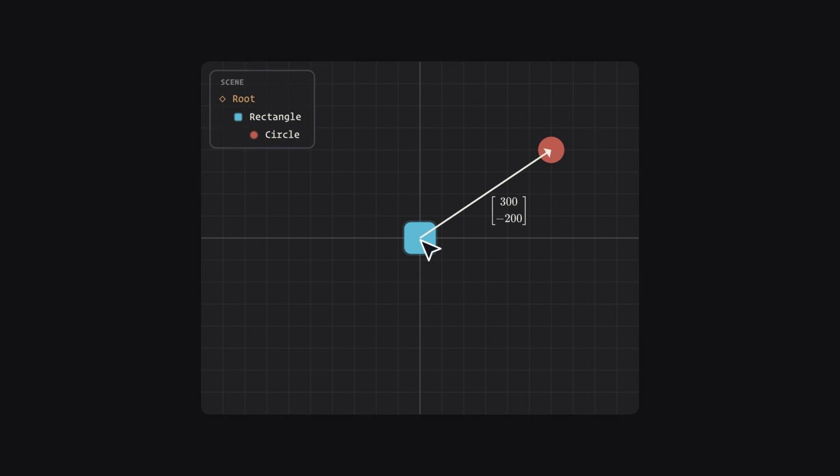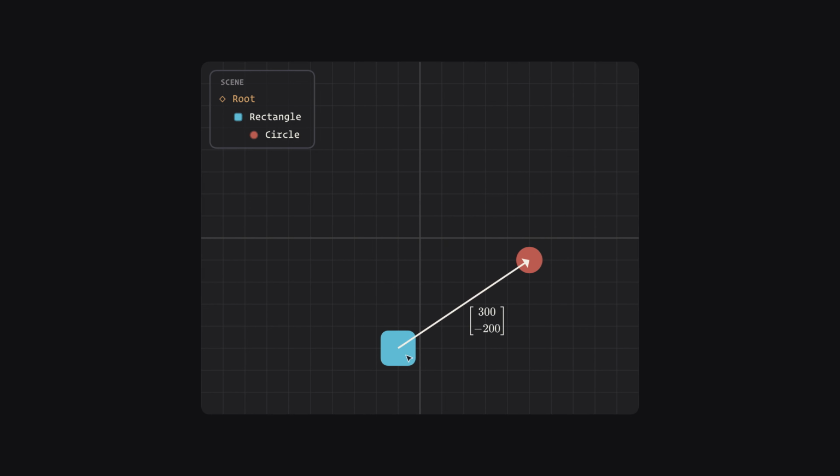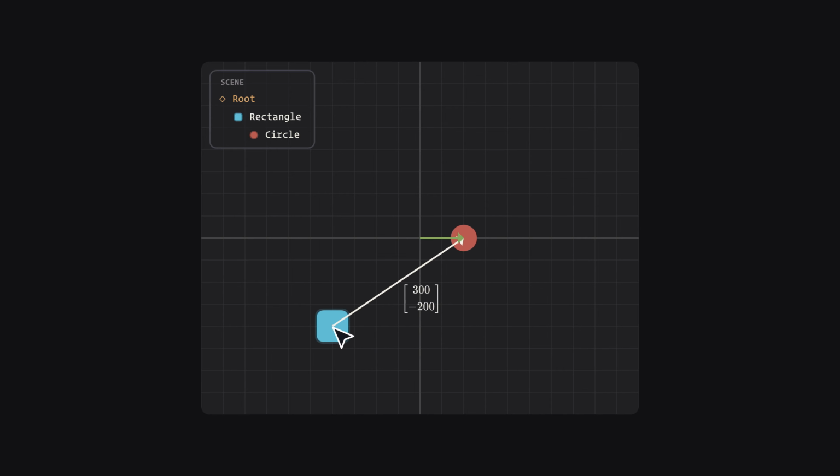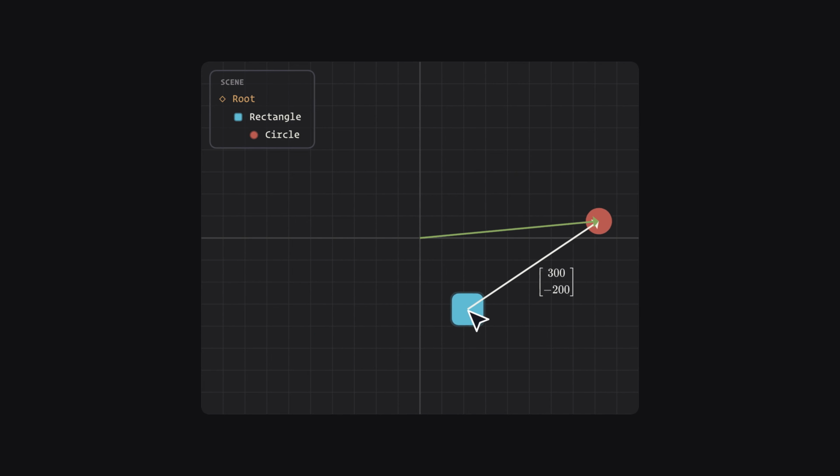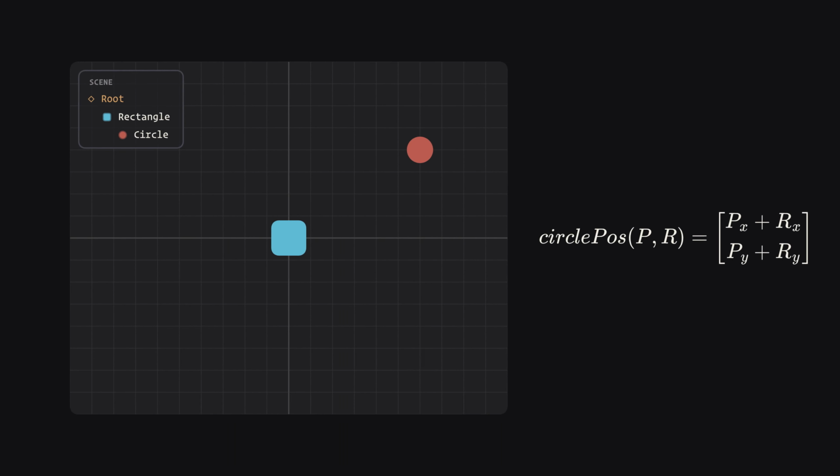This vector is the circle's relative position with respect to the rectangle. All a relative position is, is the desired offset from the parent's position. Conversely, a node's actual position in the scene is its absolute position. What we're trying to do is figure out what the circle's absolute position is based off its relative position. To do this, let's define a formula with two parameters, the rectangle's current position P and the circle's relative position R. To get started, all we need to do in order to figure out the circle's absolute position is add its relative position to the rectangle's position.